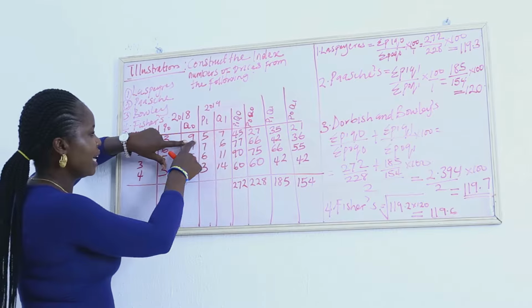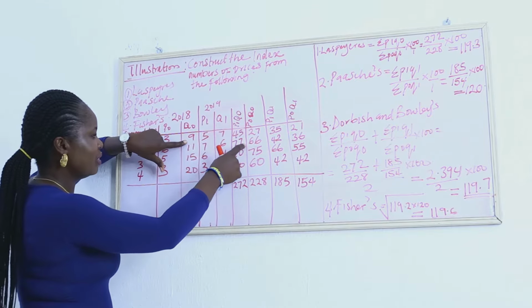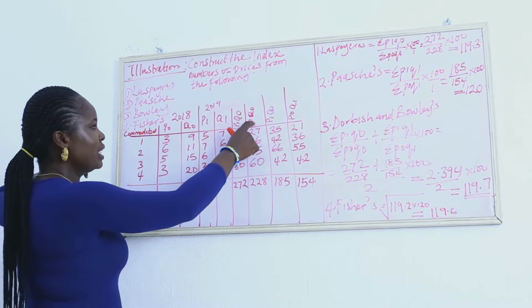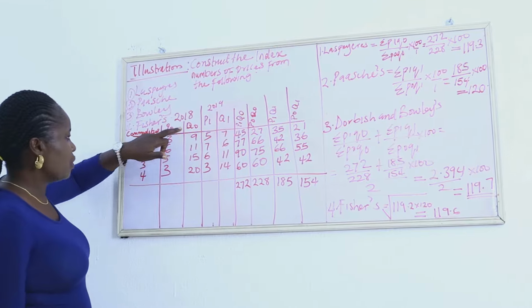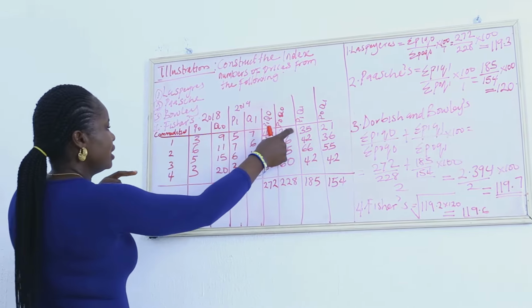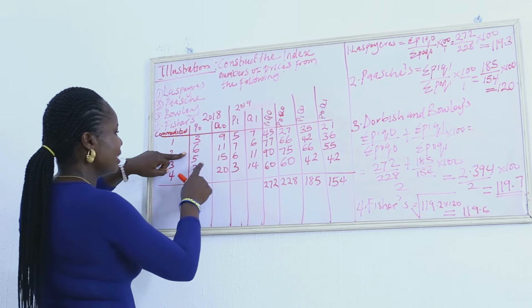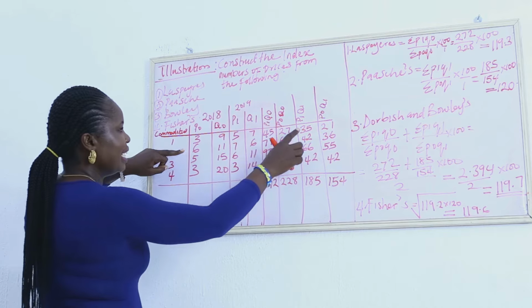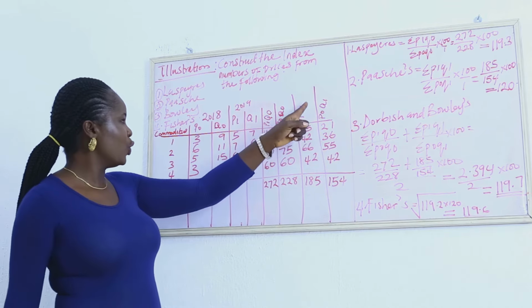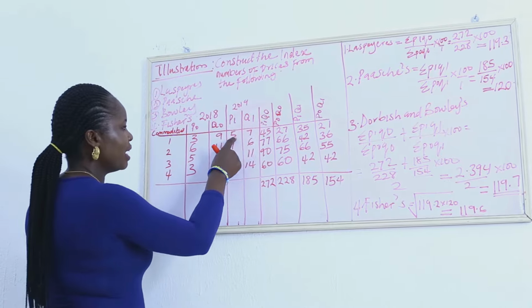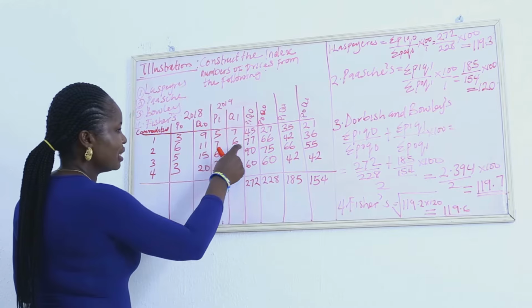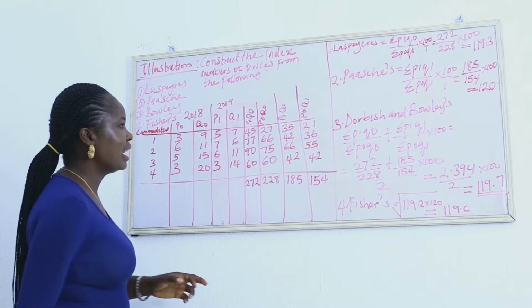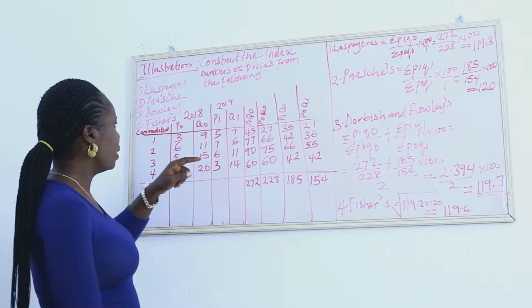So 5 times 9, 45. 7 times 11, 77. 6 times 15, 90. 3 times 20, 60. Then P0 Q0: 3 times 9, 27. 6 times 11, 66. 5 times 15, 75. 3 times 20, 60. Then the other one says P1 Q1: 5 times 7, 35. 7 times 6, 42. 6 times 11, 66. 3 times 14, 42.